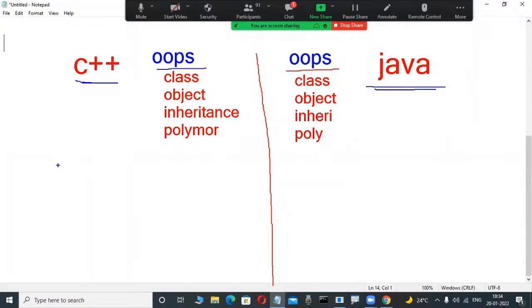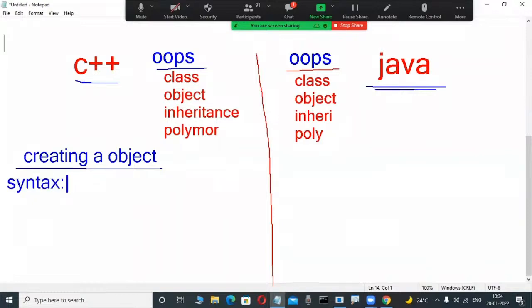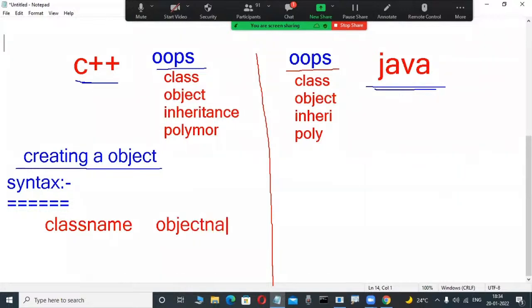Can anybody guess? Suppose in C++ I want to create an object from the class, what is the syntax? Anybody technical having an idea? So many persons have an idea. What is the syntax in C++? In C++ it is the class name, then a space, then the object name. This is the syntax to create an object from the class in C++.